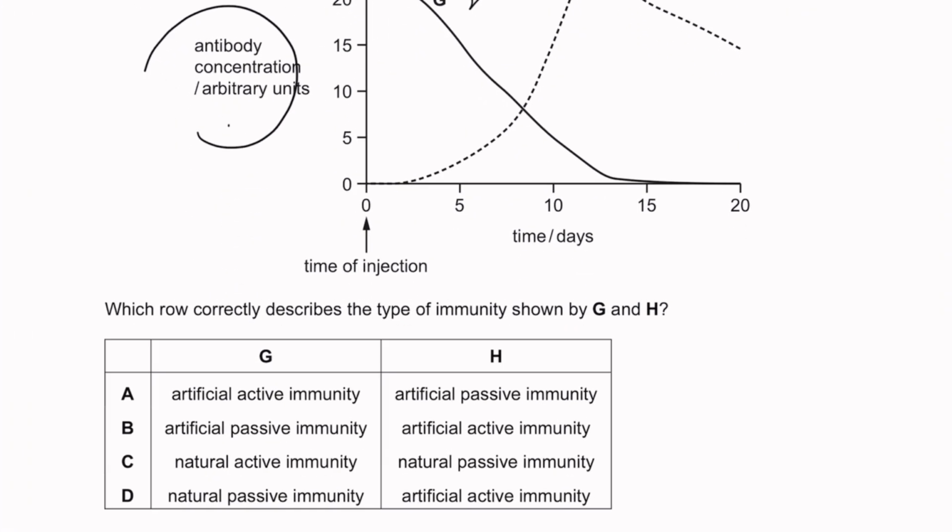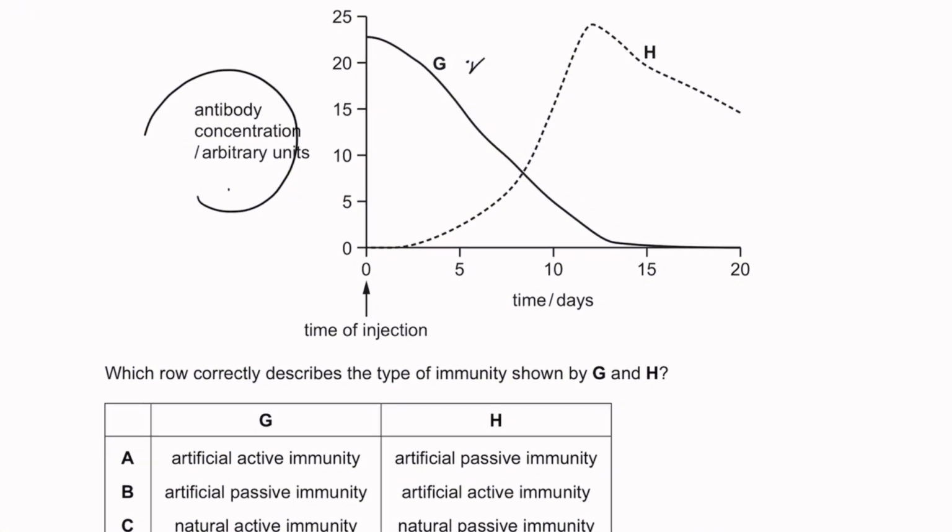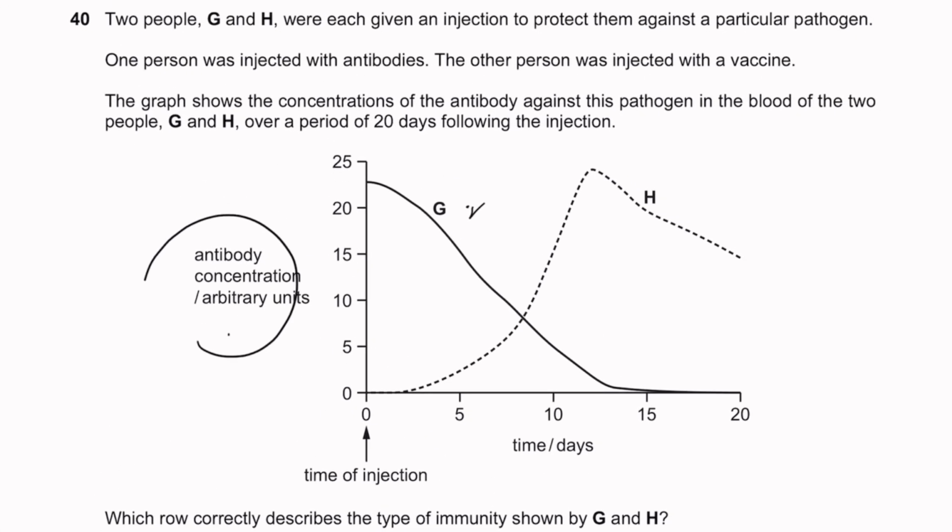So which row describes types of immunity shown by G and H? So G shows artificial passive immunity, meanwhile H will be artificial active, because it's not really that they had gained a disease, they were injected with a vaccine. And so I would say artificial passive immunity and artificial active immunity for G and H, that's going to be B. So that's it for this variant.